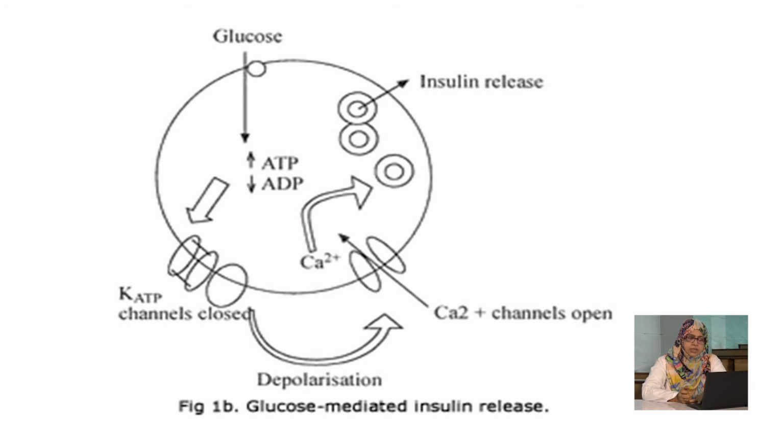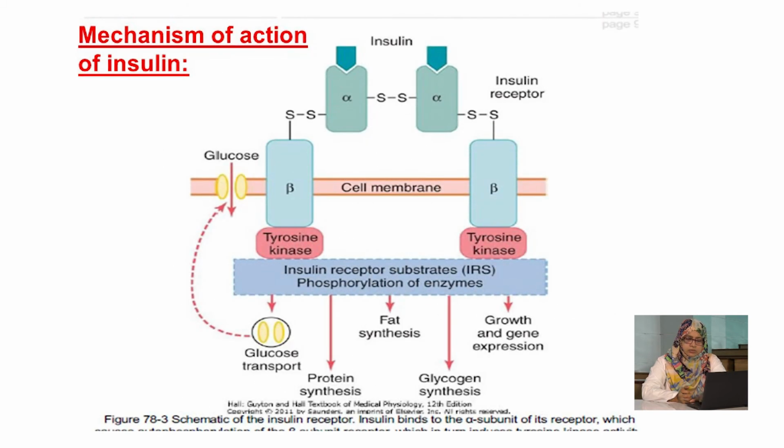In the figure you can see the mechanism. Now, we are going to discuss the mechanism of action of insulin. Insulin has already been triggered by the increased blood glucose level into the circulation, and then this insulin will circulate throughout the blood and it has to act on the target tissue. So, what is the mechanism?